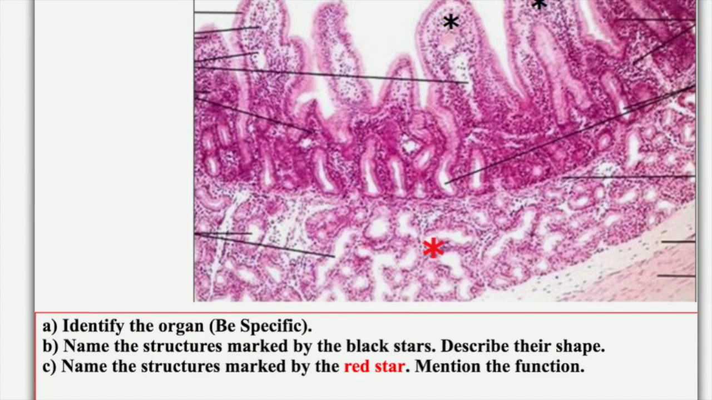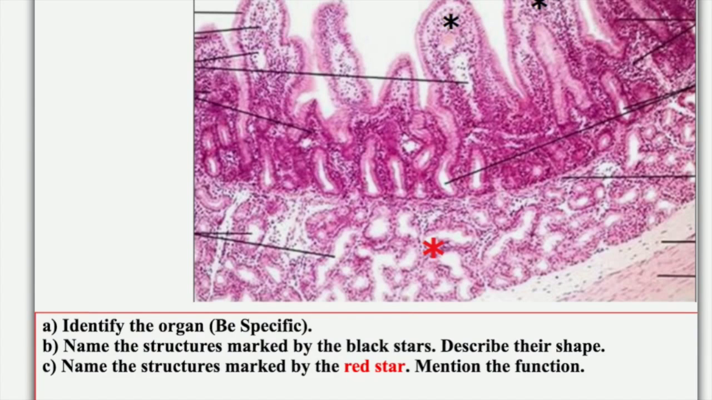Identify the organ, be specific. This means you should mention the exact site in the small intestine, which is the duodenum. Name the structures marked by the black stars. These are the villi. Describe their shape. They are broad, long, leaf-like.